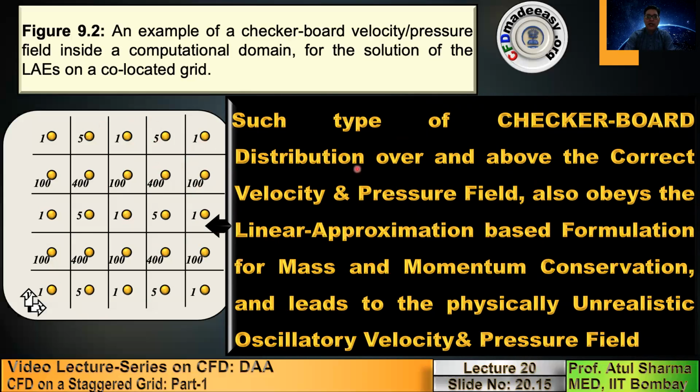So this type of checkerboard distribution over and above the correct velocity and pressure field also obeys the linear approximation based formulation. We note that we have used linear approximation as the second approximation for mass fluxes in mass conservation, and we have also used this for the pressure term in the momentum conservation. This second approximation based formulation for mass conservation and momentum conservation is what we have used. So this checkerboard field leads to a physically unrealistic oscillatory velocity and pressure field.